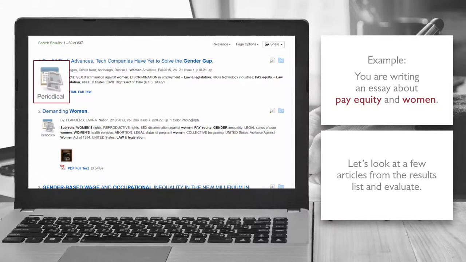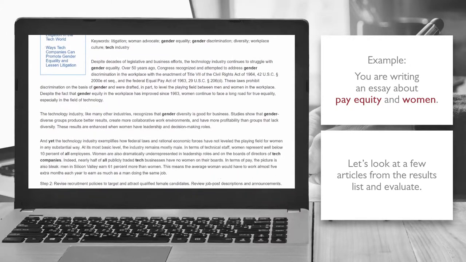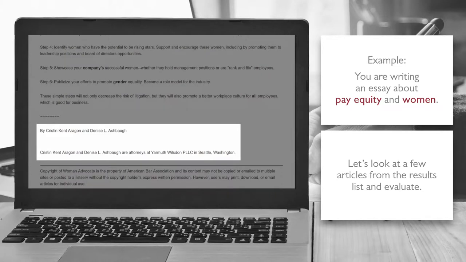This article from the results list says it's from a periodical. The article is very short. It has no citations or reference list. There are no headings or sections. The article is from a trade journal, which is not scholarly. It is written for lawyers by other lawyers.